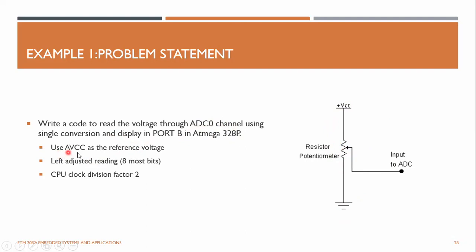It is asked to use AVCC as your reference voltage supply to the ADC converter, and the reading should be left adjusted. So you are just reading the 8 most significant bits. So it's 8-bit accuracy, and set the clock frequency division factor to 2.